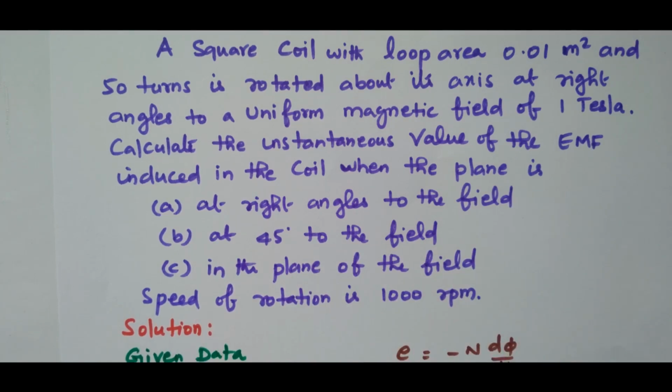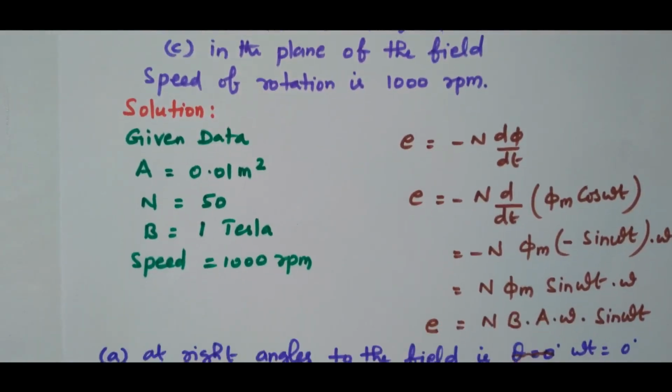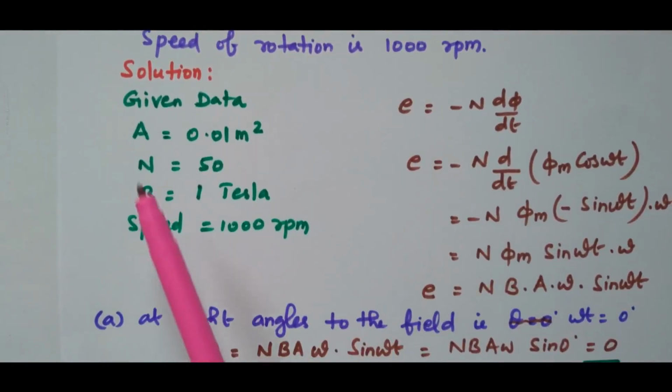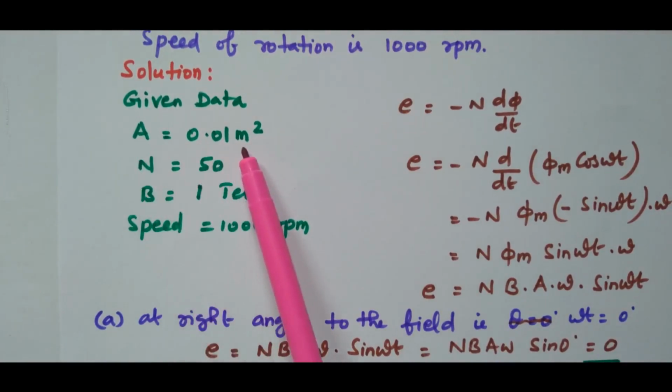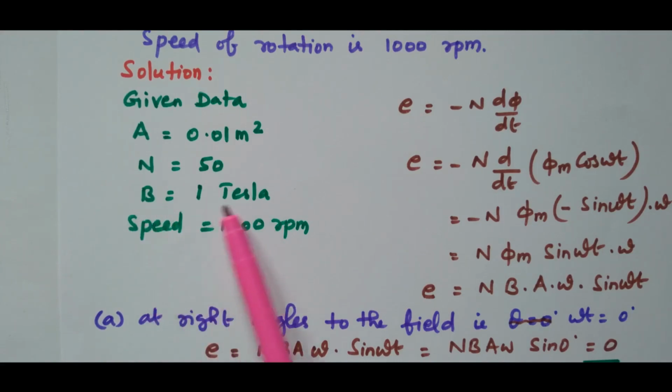Now we'll see the given data. Area is 0.01 meter square. Number of turns is 50. The magnetic flux density is 1 Tesla. The speed of rotation is 1000 rpm.